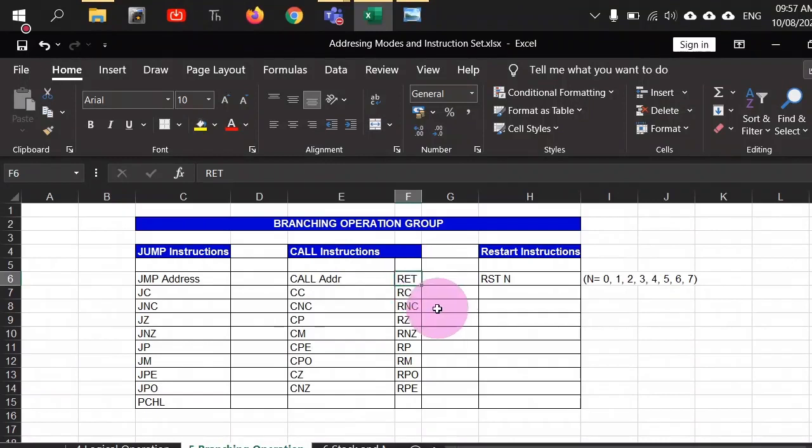There could be conditional returns also: return on carry, return on no carry, return on zero, return on no zero, and so on. It is not mandatory to use call on carry with return on carry. You could use call on carry with return on zero, or call on minus with return on no carry. Any combination from the left to the right side could be used, depending upon what suits your program.